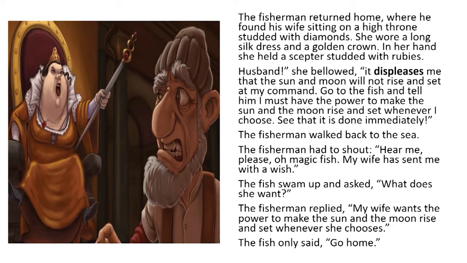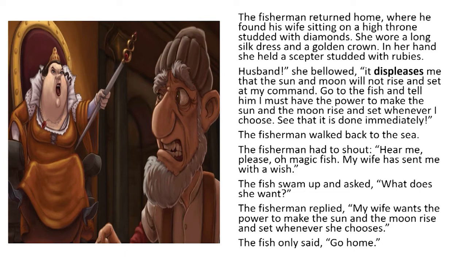The fisherman returned home, where he found his wife sitting on a high throne studded with diamonds. She wore a long silk dress and a golden crown. In her hand she held a scepter studded with rubies. "Husband," she bellowed, "it displeases me that the sun and the moon will not rise and set at my command. Go to the fish at once and tell him I must have the power to make the sun and the moon rise and set whenever I choose. See that it is done immediately." The fisherman walked back to the sea.